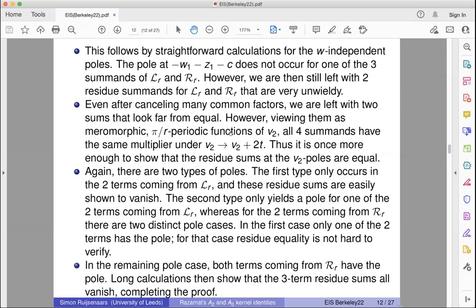What's true though is that these functions, now viewed as a meromorphic pi on R periodic function of V2, have the same multiplier if you shift V2 by the imaginary period. So it's once more enough to show that the residue sums at the V2 poles are equal. Now then you get quite a number of V2 poles. That is why it's already from that point of view more work. We had just one V1 pole, remember? But then if you want to show that these residues are equal, you get a lot of poles for V2. V1 is out now, right?